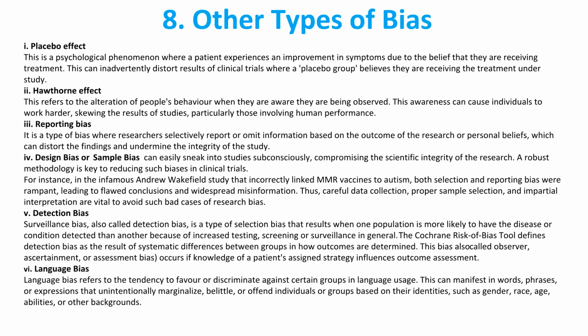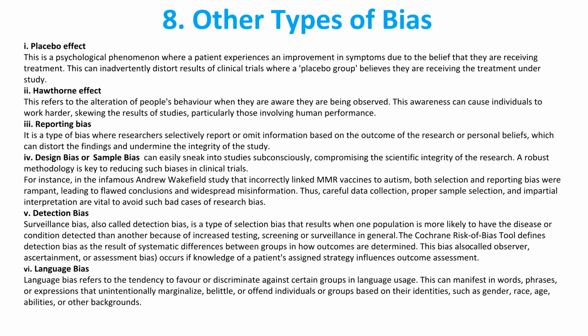Number 2 type is Hawthorne effect. This refers to the alteration of people's behavior when they are aware they are being observed. This awareness can cause individuals to work harder, skewing the results of studies, particularly those involving human performance.